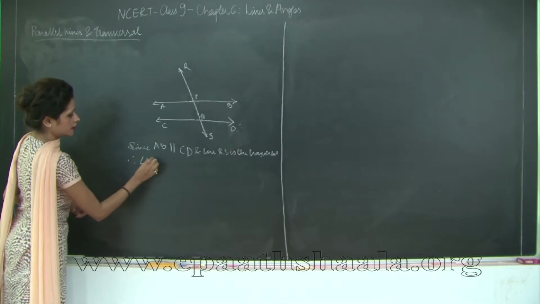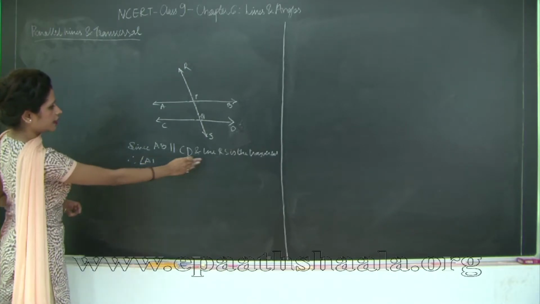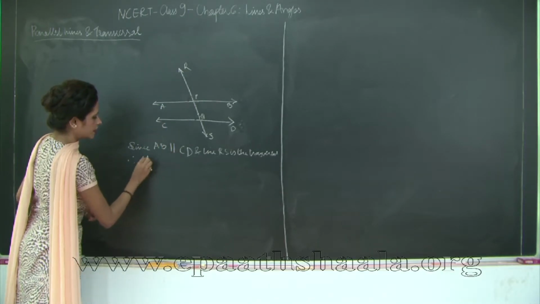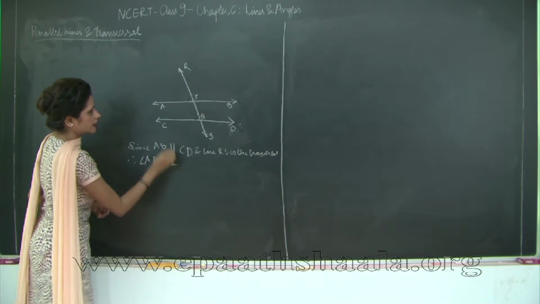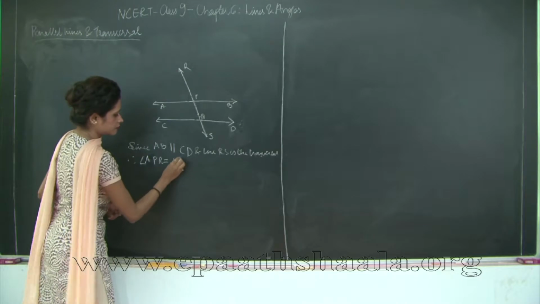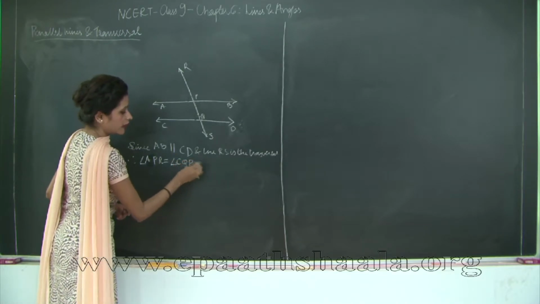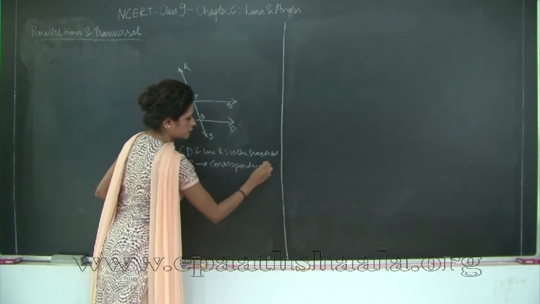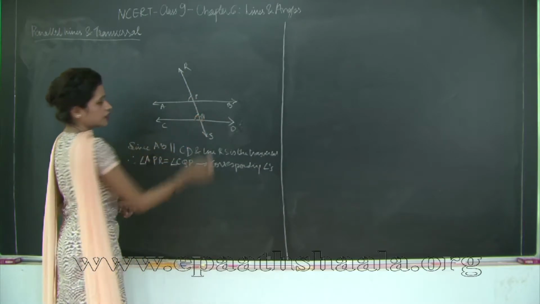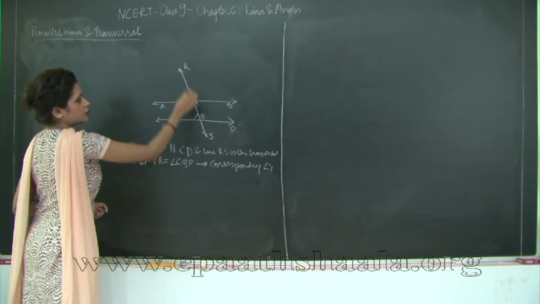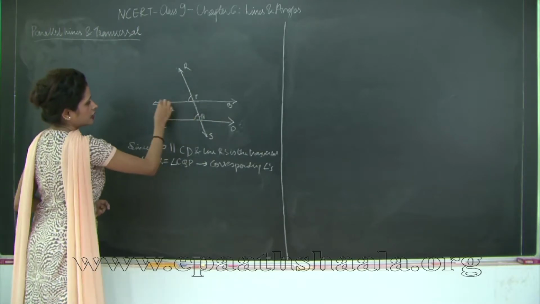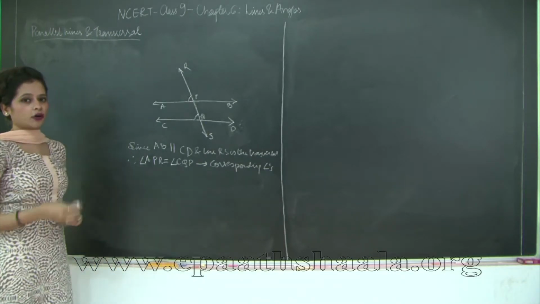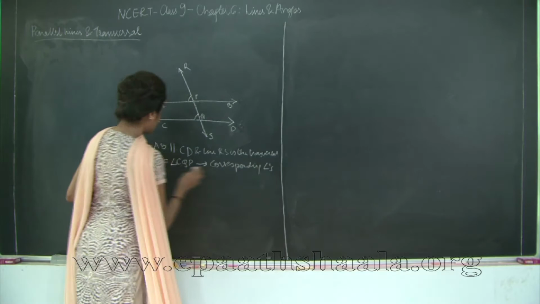Angle APR is equal to angle CQP. Why? Because they are corresponding angles. Correct? But angle APR is equal to angle QPB. Why? Because they are vertically opposite. We have learned that vertically opposite angles are equal. First of all, I'll mark this statement as 1.